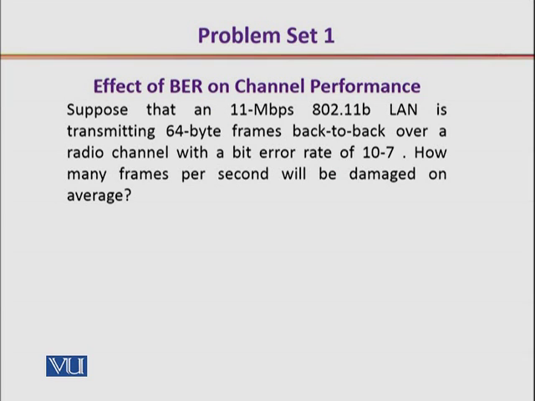Let's look at the effect of bit error rate on channel performance. If we look at an 11 megabits per second 802.11b wireless local area network, if it transmits 64-byte frames without any gap, so it means there is no interframe spacing, over a radio channel with a bit error rate of 10 to the power minus 7, how many frames per second would be damaged on average? This is going to be simply a mathematical manipulation.